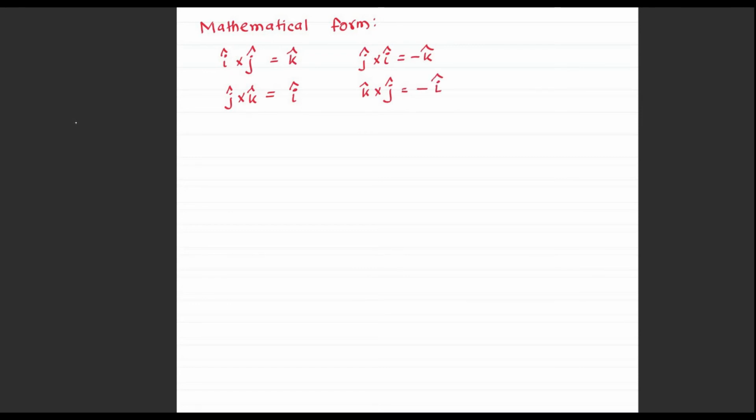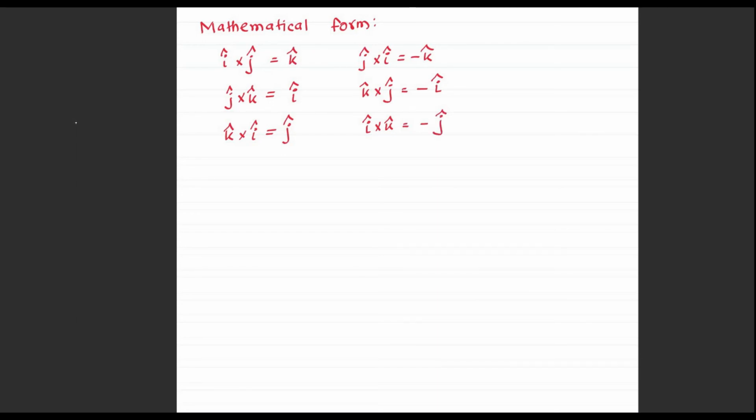The next thing that we are going to discuss is mathematical form. In mathematical form, I cross J is K. So can I say J cross I will be minus K? J cross K is I. So K cross J is minus I. K cross I is J. So I cross K is minus J.